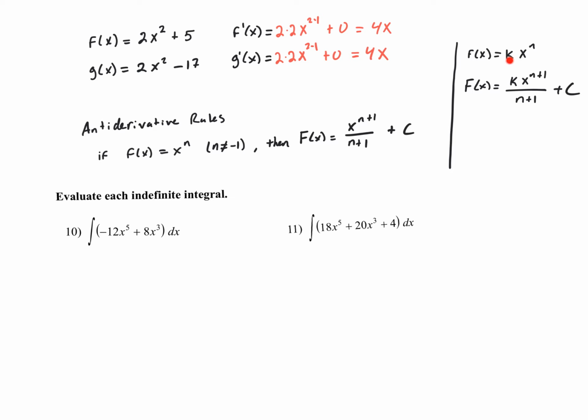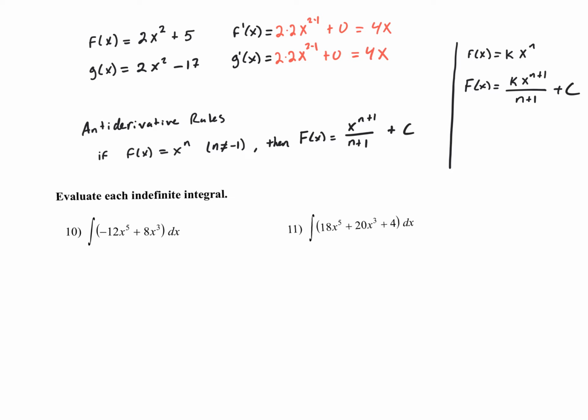Also, the same idea applies if we have a number out in front of it; we just multiply it back in afterwards. And if we have more than one term, we can take them individually, find the antiderivative of each one of those, and then combine them. All right, so here we go.